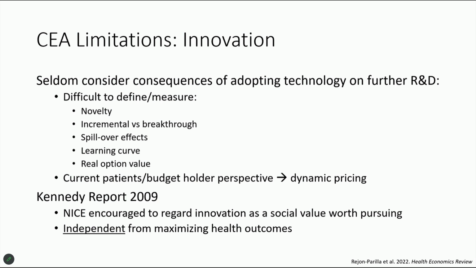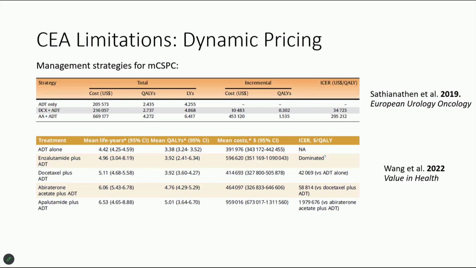This importance of innovation hasn't gone unnoticed. HTAs have been encouraged to regard innovation as a social value worth pursuing, independent from maximizing health outcomes. Nonetheless, no structured methodology exists, and evaluation is subjective if performed at all. And I think innovation also goes hand in hand with the idea of dynamic pricing. New things cost more, often reflecting the research and development costs, but these prices change over time. Health economic analysis is usually performed from the current payer's perspective and seldom accounts for this phenomenon.